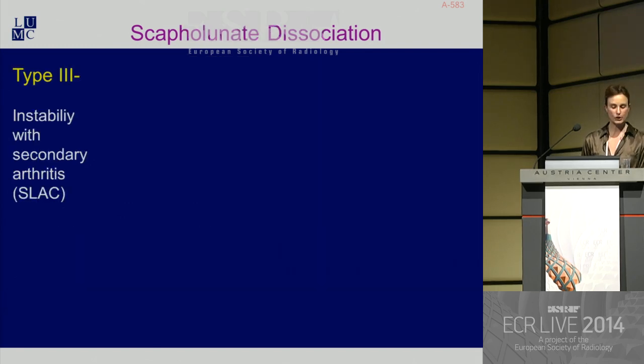In the type 3 of the scapholunate dissociations, we have a patient that came to the emergency department due to a fall on the palm. He had pain at that level, and we performed the conventional X-ray. We didn't see anything. The patient was sent home with the diagnosis of a contusion of the wrist. This patient comes after a couple of years with persistent pain and swelling at the level of the wrist. And in this case, we perform an X-ray and we see associated arthrotic changes due to the scapholunate dissociation that was missed the first time.